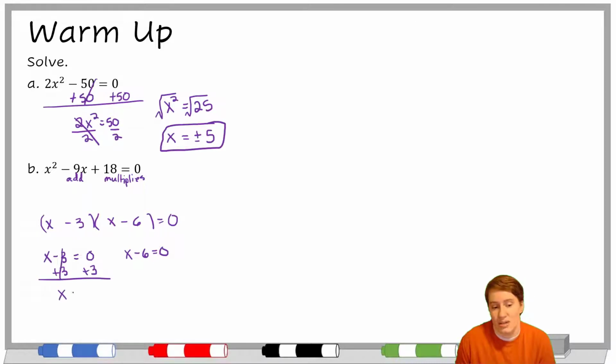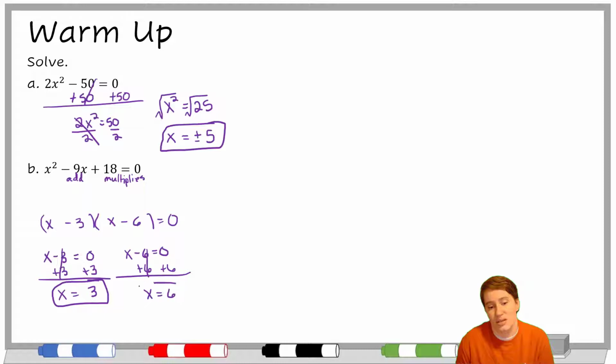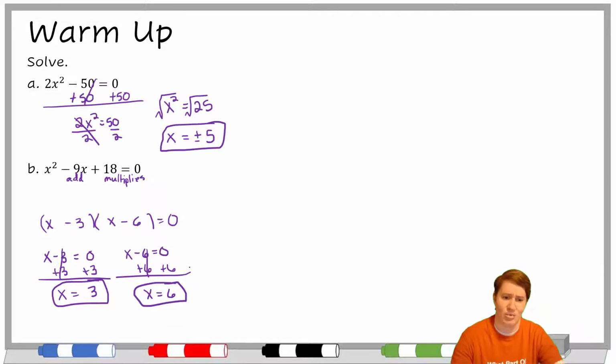So to finish solving this, we add 3 and get x equals 3. We add 6 and we get x equals 6. So that's our two answers, 3 and 6. And we can't write those as like a plus or minus thing because they're not the same number, but positive and negative. So we just make a list of them and say it's 3 and 6. So this is what we've already talked about.